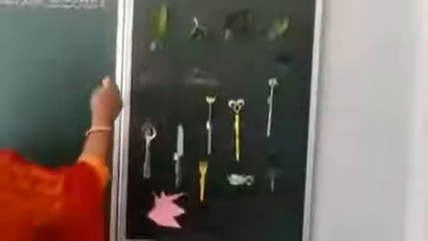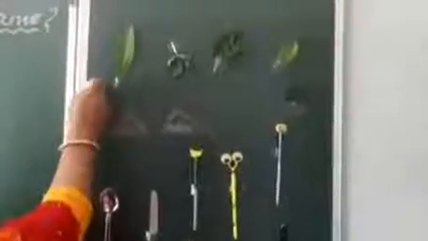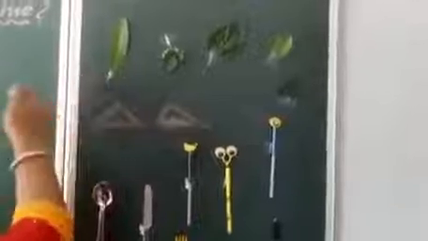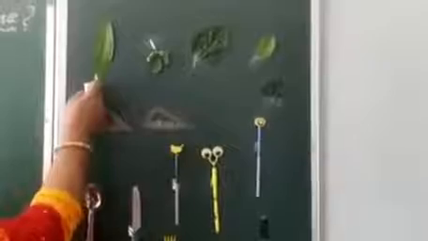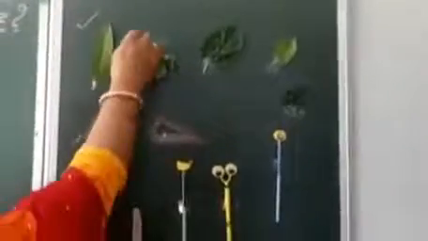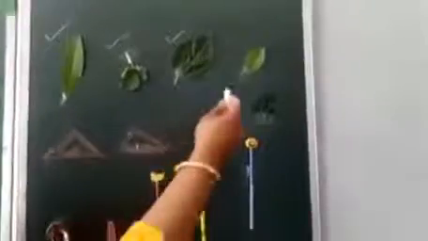Now children, you can see many things here. The first one, this leaf. Is it symmetrical or not symmetrical? You need to find out. So you can see here you can divide this into two identical parts. So this is an example of symmetry. Again, this one is also an example of symmetry. Here also you can divide this leaf into two equal parts. So this is also an example of symmetry. And this leaf is also the best example of symmetry.